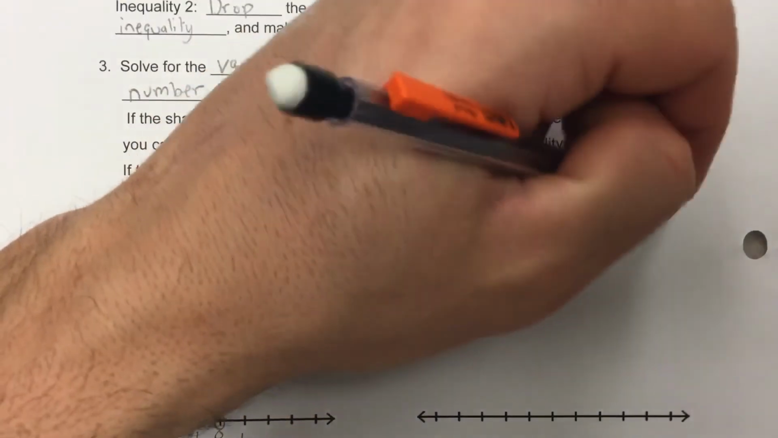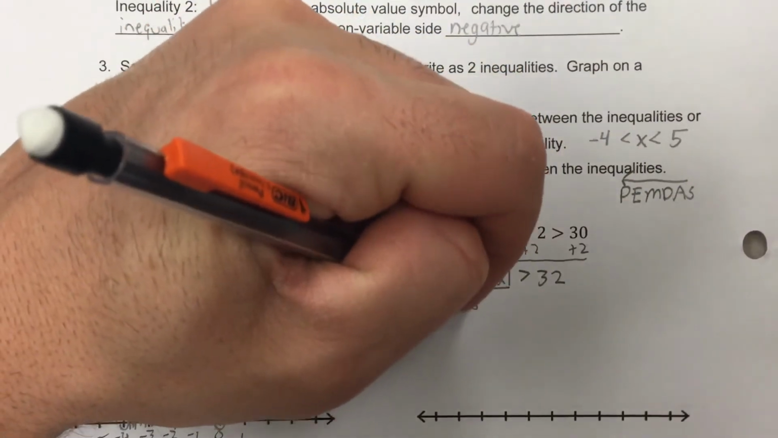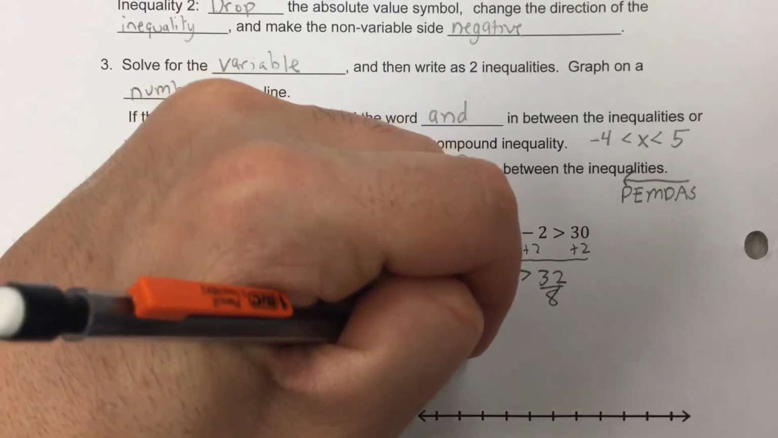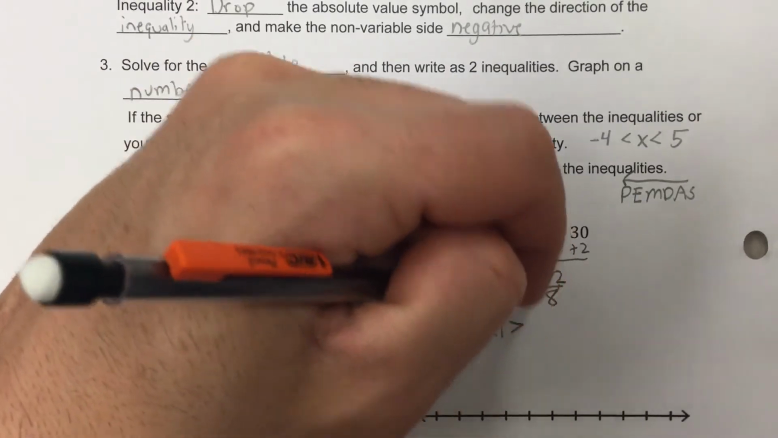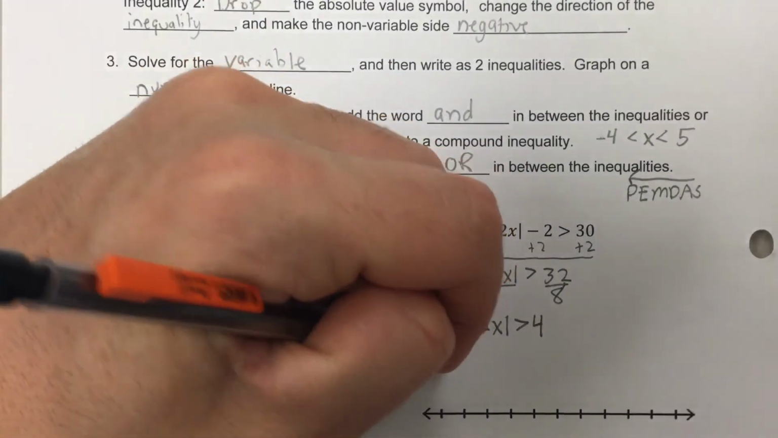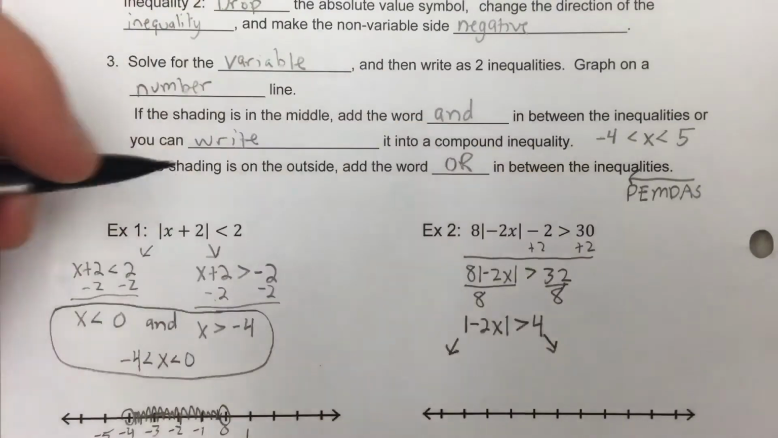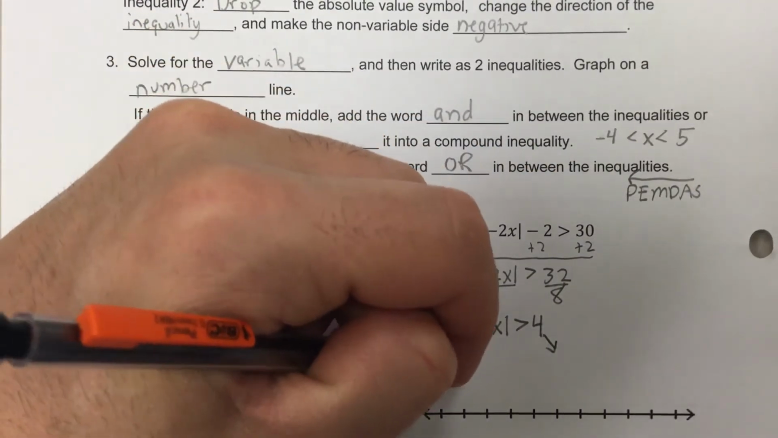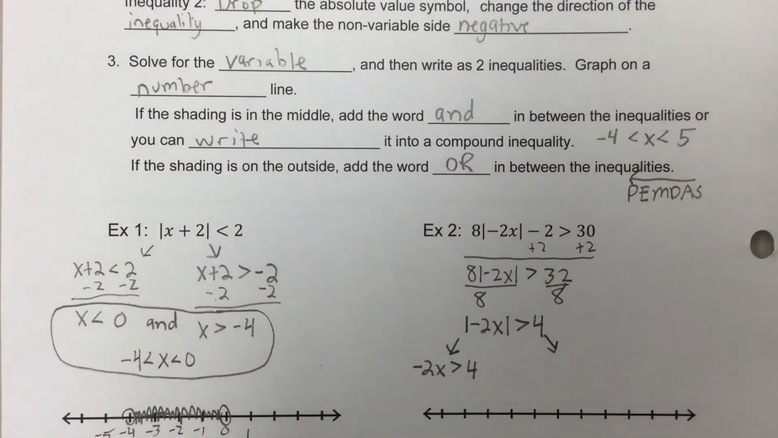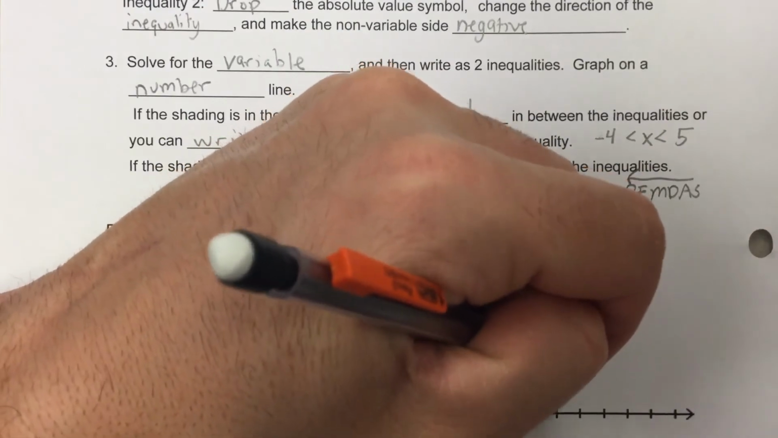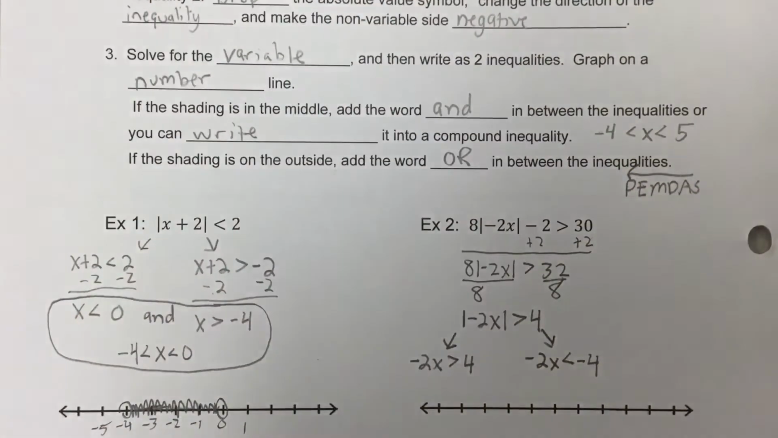I then have to undo multiplication. You cannot distribute through an absolute value, so I'm dividing by 8. And I get the absolute value of negative 2x is greater than 4. Remember, this is where we're going to write our two inequalities. So I get negative 2x. I drop the absolute value, keep everything else the same. And then my second inequality, drop the absolute value, flip the sign and make the right side negative.